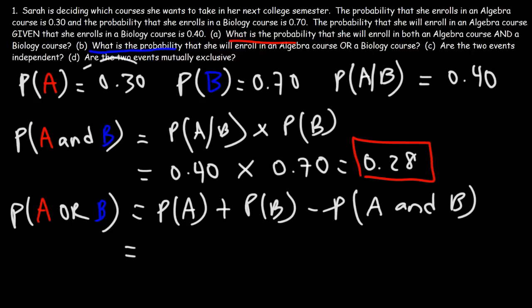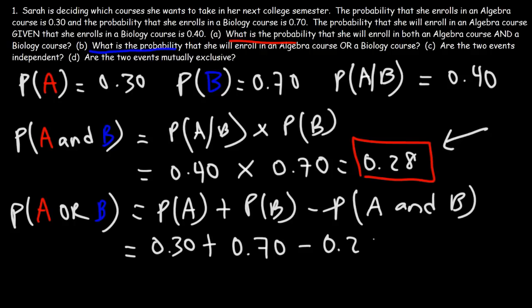Now the probability that event A will occur is 0.3. And the probability that she's going to take the biology course is 0.7. The probability that she will take both algebra and biology, we have it here, that is 0.28. So let's go ahead and subtract these numbers. So 0.3 plus 0.7 minus 0.28 is equal to 0.72. So there's a 72% chance that she will take algebra or biology.